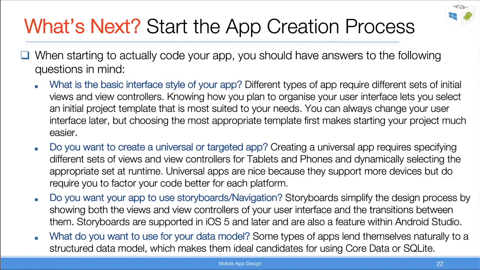So if you know beforehand, yes, I want a nav drawer, there's one there. I want a split screen, there's one there. I want bottom navigation, there's one there too. As I say, you can go back and change it, but it can be a little bit tricky. So being able to answer that question will make your life a lot easier. Second one there, do you want to create a universal or targeted app? Again, that will have implications on designing the app itself. If it's a targeted app, if it's only for a particular mobile device, you only have to design for that particular size screen. If it's universal, there's a little bit more you have to consider.